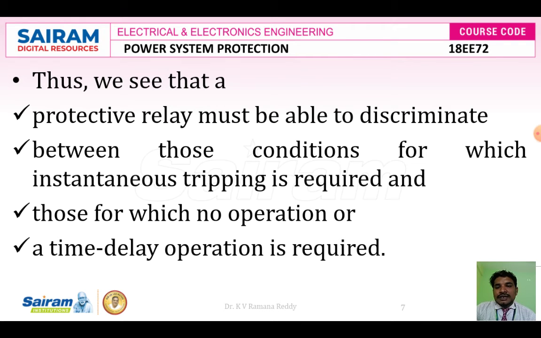Thus we see that a protective relay must be able to discriminate between those conditions for which instantaneous tripping is required and those for which no operation or a time delay operation is required, because sometimes an auxiliary relay has to perform the specific task, so a time delay operation is also required.